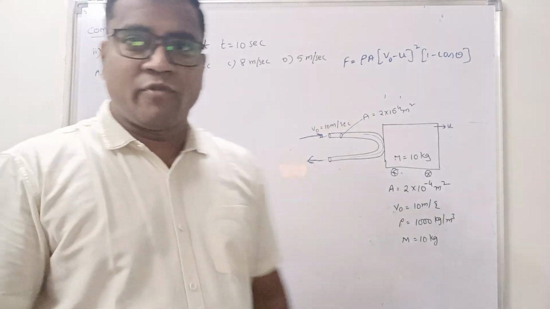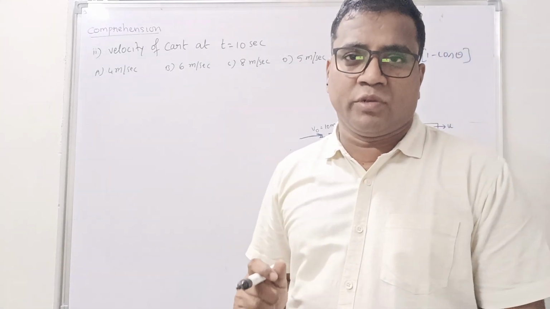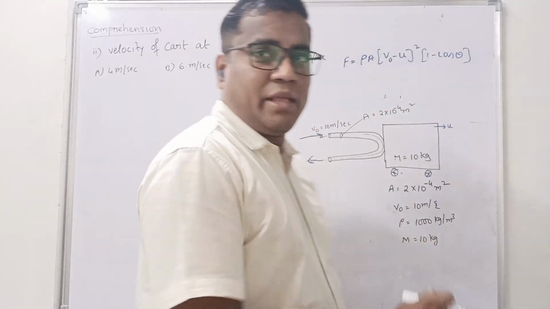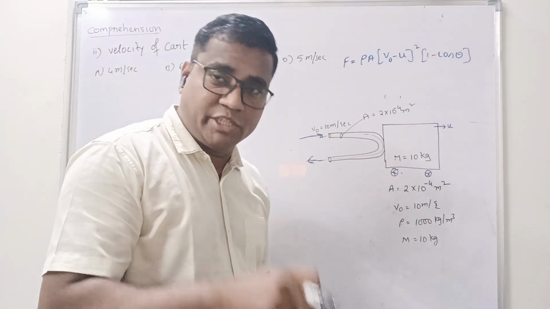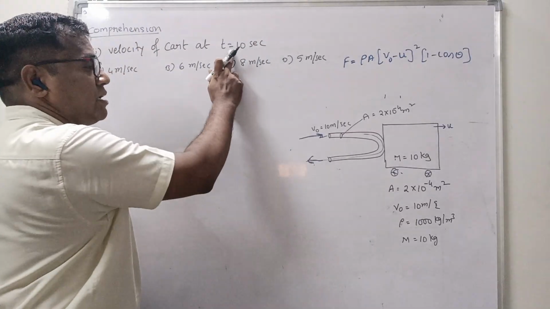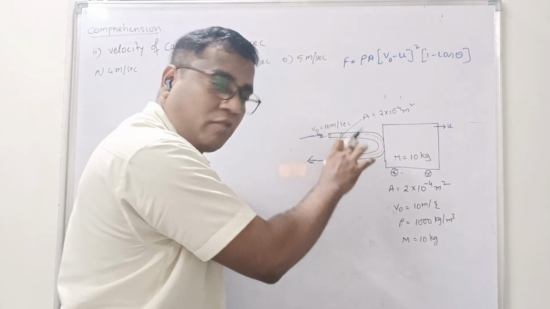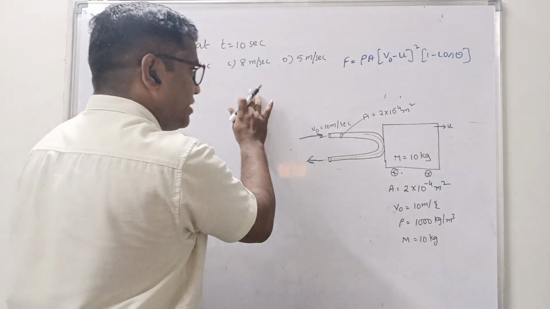See the second question. What is he asking? He is asking the velocity of the cart at t is equal to 10 seconds. What will be the velocity of this cart? Because initially, what is the velocity? Initial velocity is 0. So we have to find the velocity at t is equal to 10 seconds. So again, we are going to use this one only, because based on this scenario, we know only one formula, that is F is equal to something. So we are going to take this value.